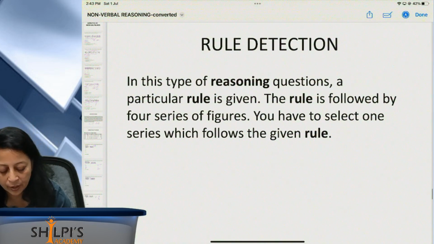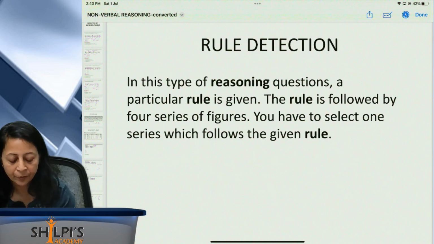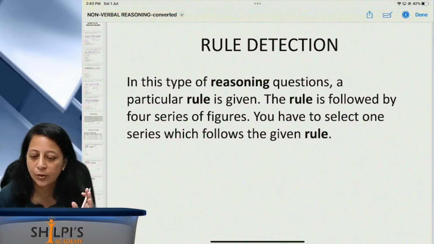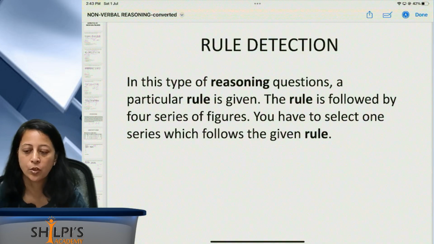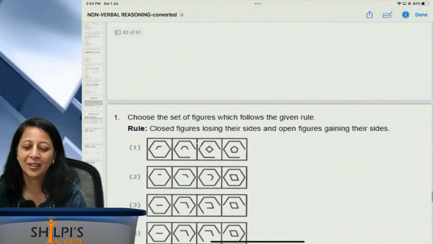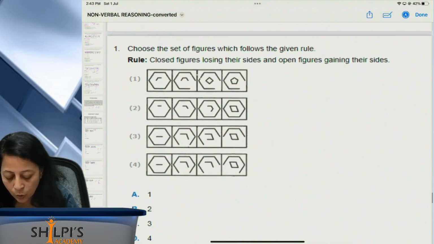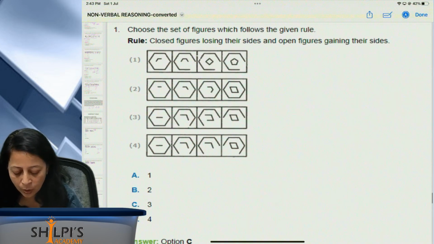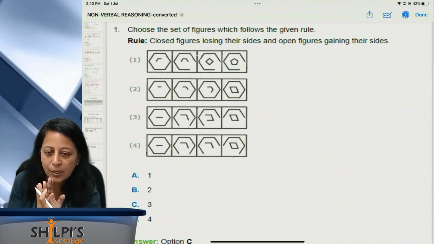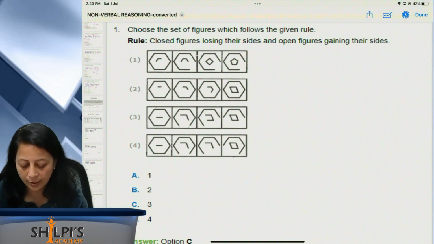Now we have rule deduction. In this type of reasoning question, a particular rule is given, followed by 4 series of figures. You have to choose the one which follows the given rule. Choose the set of figures which follows a given rule: closed figures losing one side, open figures gaining one side.